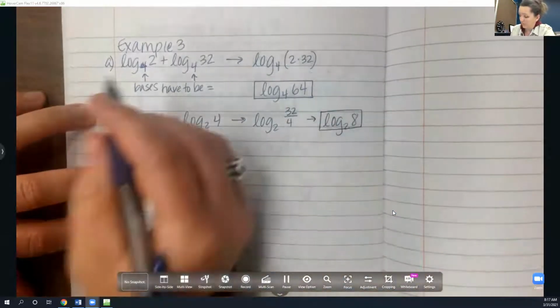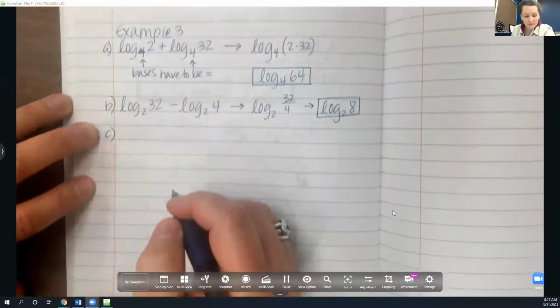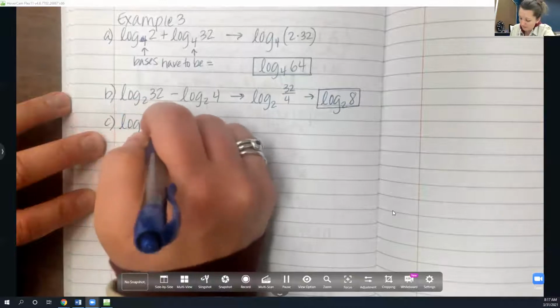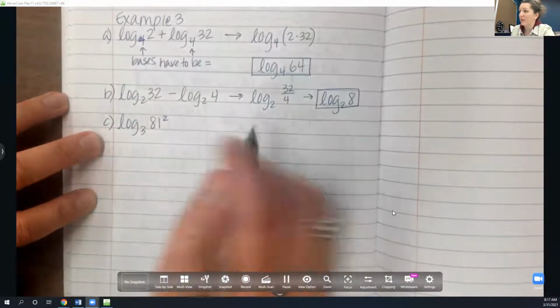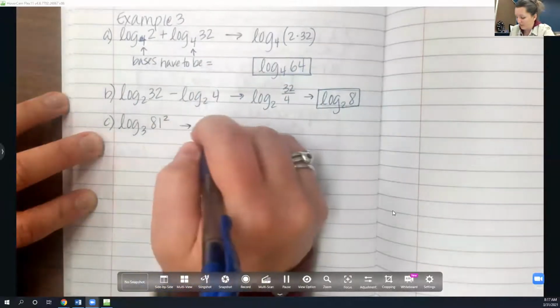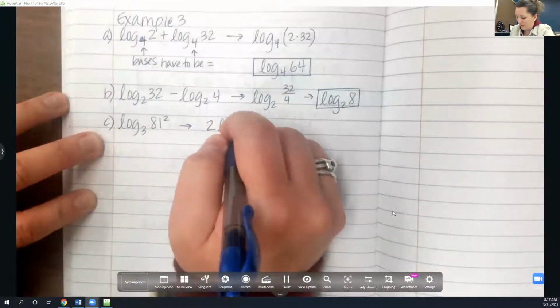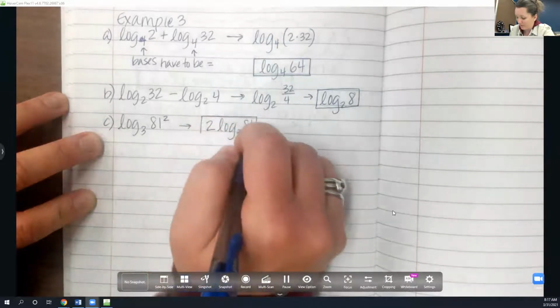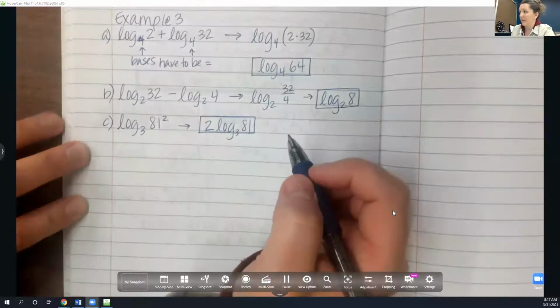Okay, moving on to C. Log base 3 of 81 raised to the second power. Power to a power, you multiply. So I'm going to bring that 2 into the front. 2 times log base 3 of 81. Remember, it's an exponent, so we're multiplying it by that exponent.